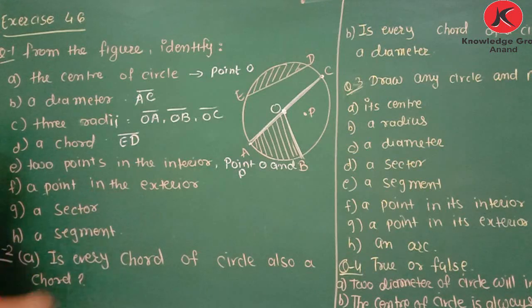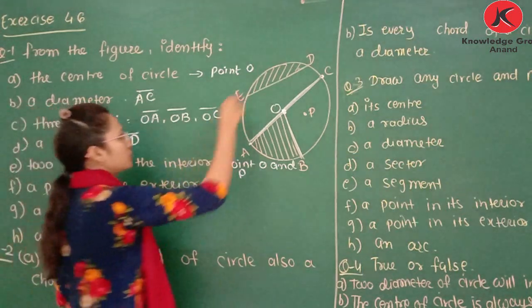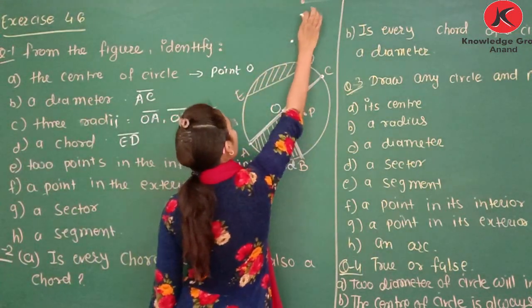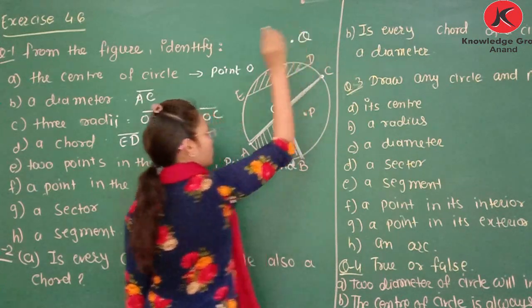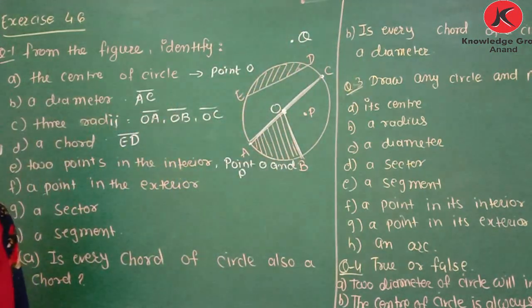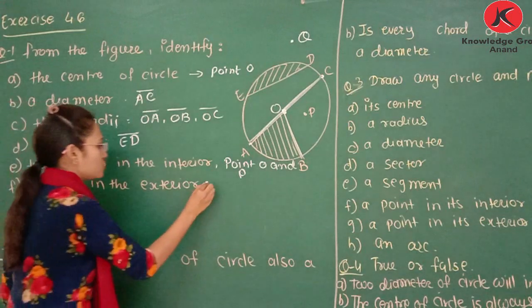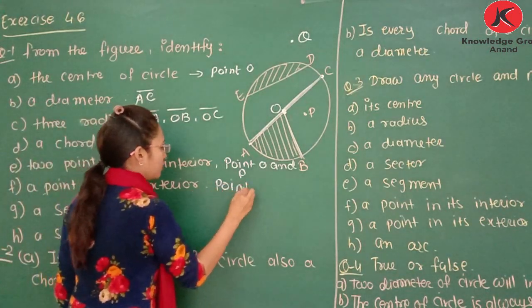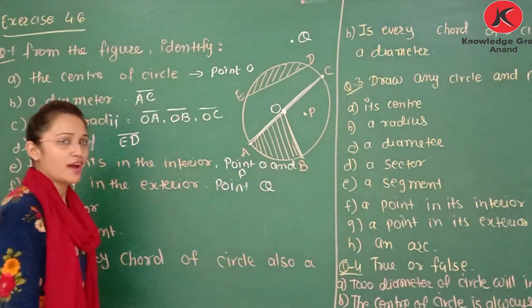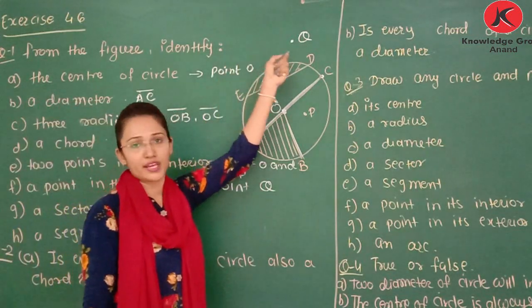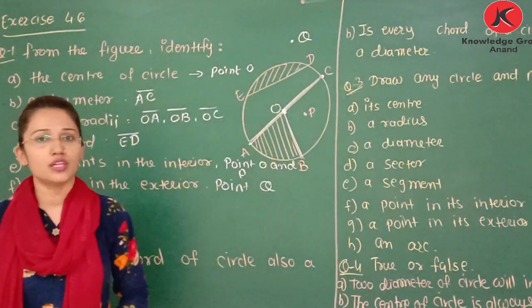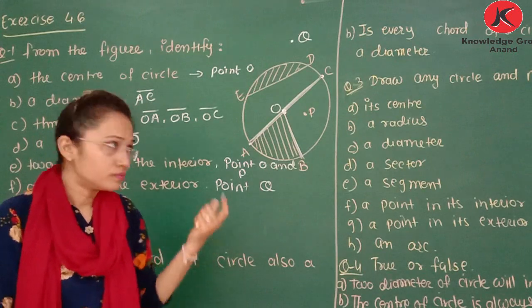A point in the exterior. If we take point Q, that will be an exterior point. So point Q will be exterior. Why? Because in the circle, we already learned the interior part, exterior part and on-the-figure part.